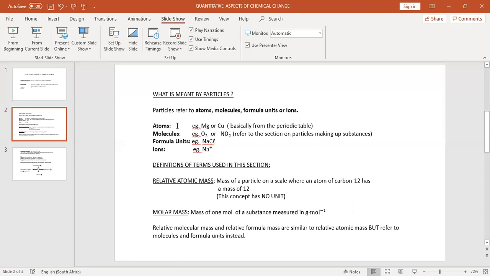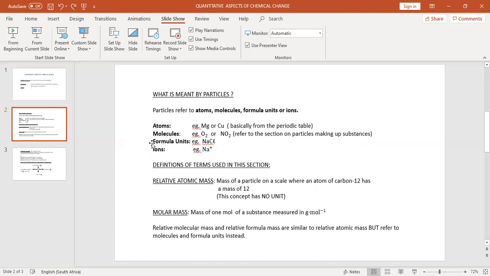I could have particles that are molecules. Now, molecules could be oxygen gas, that's O2, nitrogen dioxide, NO2, any combination of atoms that are forming a molecule. That means covalent bonding. So you know we did the section on particles making up substances. And for this year, in COVID year, they took the section out. But I'm glad I did it with you, because then you'll know what type of molecules we're talking about. Water is a molecule as well.